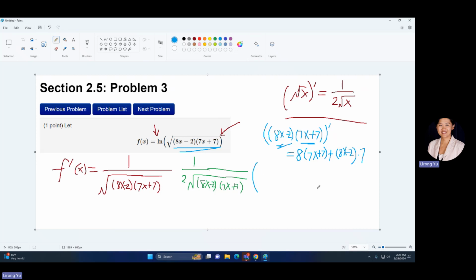Okay, let's see, this is 56, right? 56x. This 8 times 7 is 56. Now this 8x times 7, that's another 56x. And then this is minus 2 times 2, this is minus 14. This part. We can enter all of that.